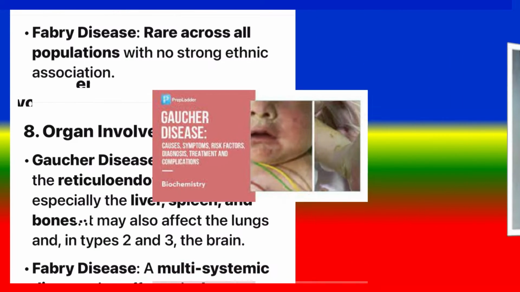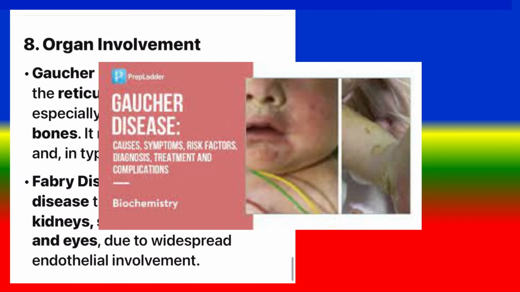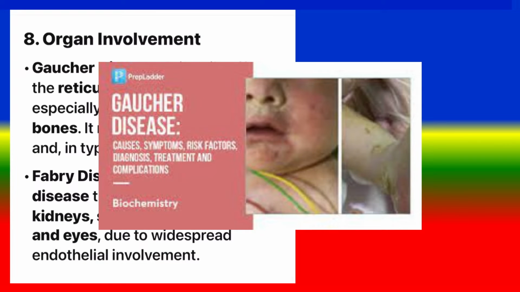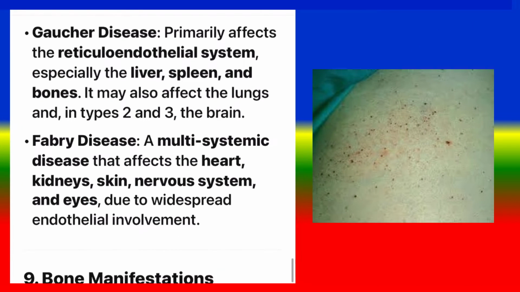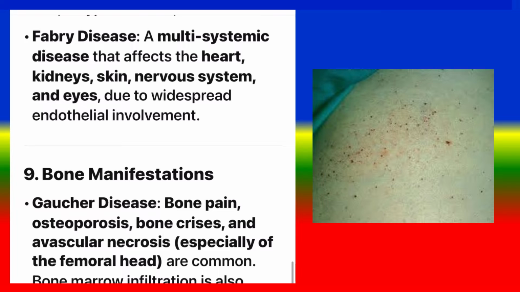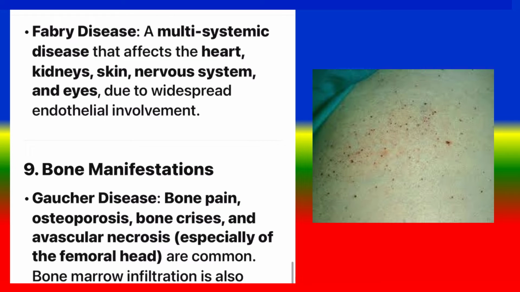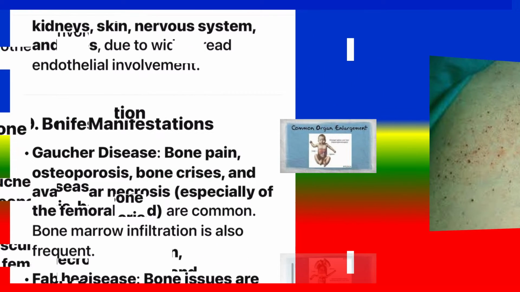8. Organ involvement. Gaucher disease primarily affects the reticuloendothelial system, especially the liver, spleen, and bones. It may also affect the lungs and, in types 2 and 3, the brain. Fabry disease is a multisystemic disease that affects the heart, kidneys, skin, nervous system, and eyes due to widespread endothelial involvement.